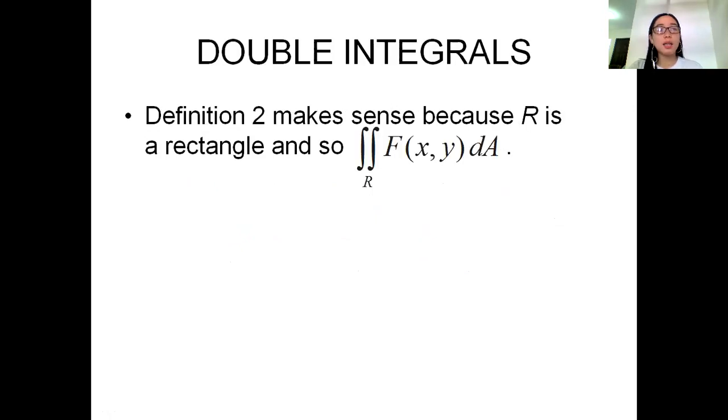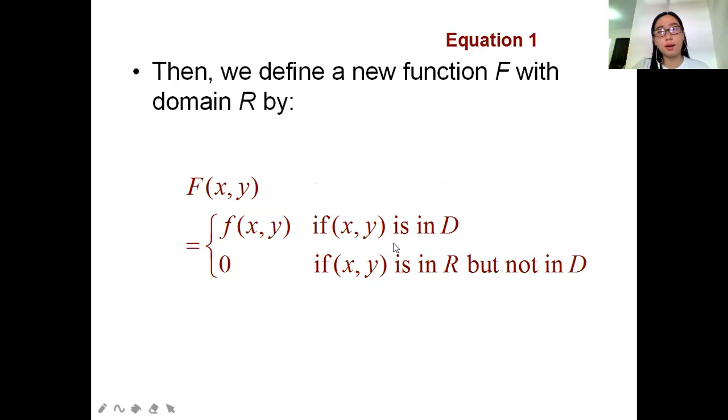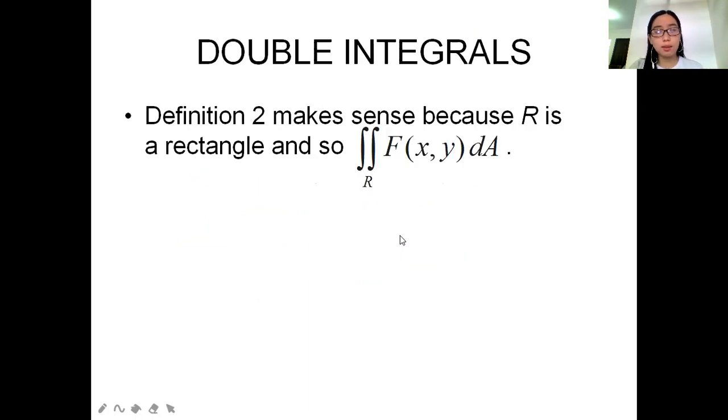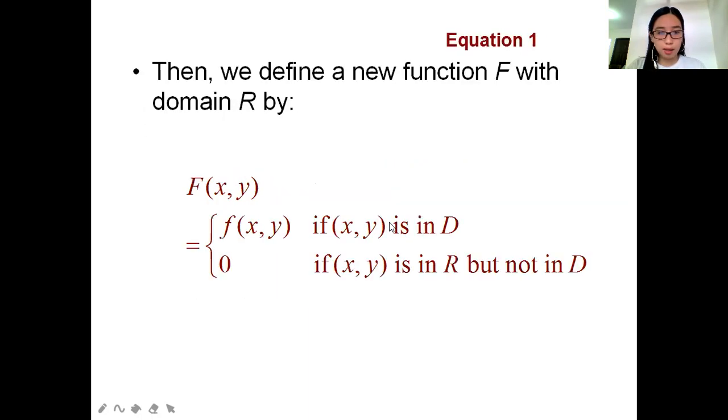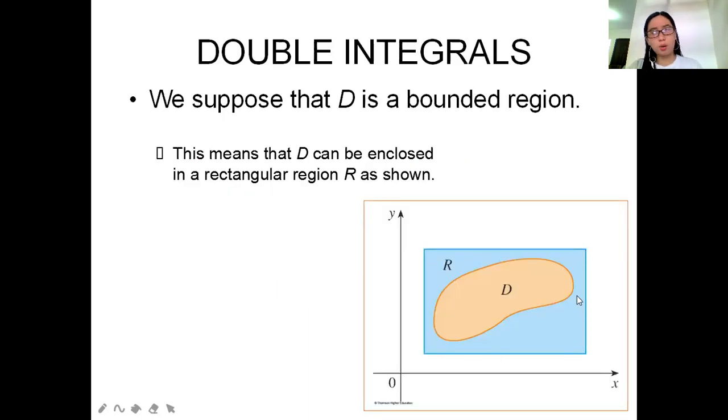Definition 2 makes sense because R is a rectangle, and so the double integral of capital F(x,y) dA over R is defined. So this is it. If we get the area bounded by region R and deduct the area outside D, in the simplest terms, it is area of R minus area of D. Okay?